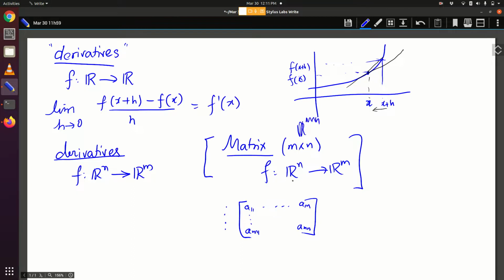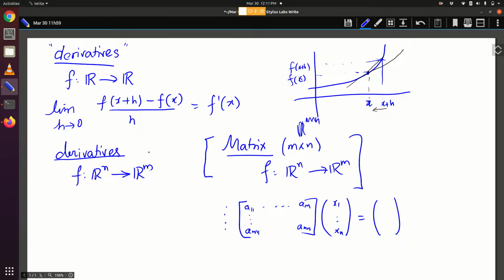Why is it a function from R^n to R^m? You can take any vector in R^n, let us say x1 to xn. Now you can do matrix multiplication, and when you do, you will get a vector in R^m. Do you understand? It's like a linear transform. Yes, it is a linear transform, so it's a function from R^n to R^m.